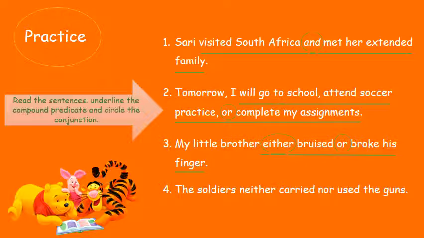Four. The soldiers neither carried nor used the guns. Okay, so what is the compound predicate? Neither carried nor used the guns. And what conjunction did I use here? I used the correlative conjunction neither and nor. Neither nor. I have to circle both of them. Okay?